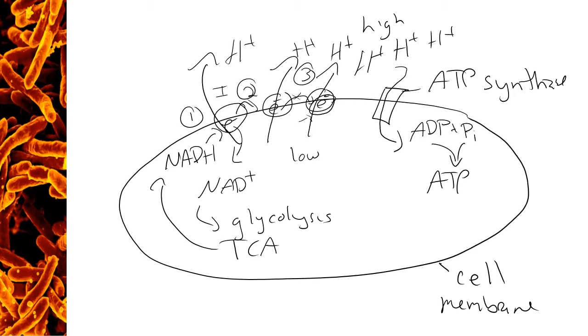This is where the difference between aerobic and anaerobic respiration comes in. If this is aerobic respiration, then what is going to pick up the electrons at the end is oxygen. And that's going to form water, which is a byproduct of respiration when you're dealing with aerobic respiration and oxygen.